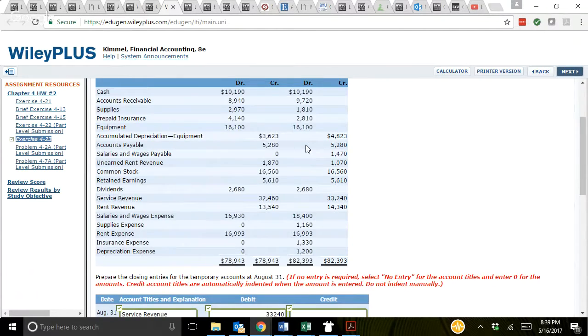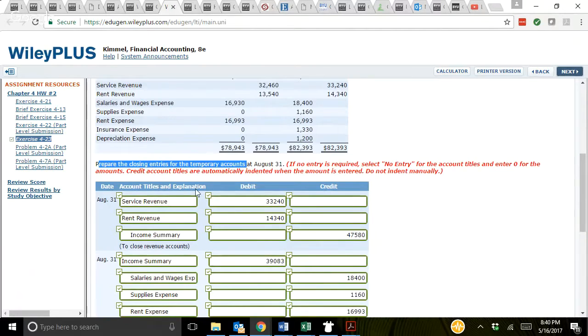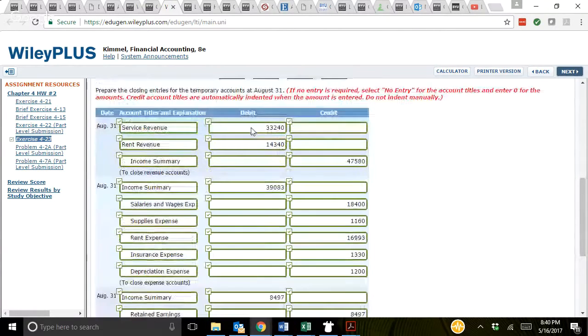What we're looking at here is preparing closing entries for temporary accounts. Temporary accounts are things like revenue and expense accounts. And so what we're doing is closing out the accounts. In this column, we're going to be putting in debits. In this side, we're going to be doing credits. Hopefully by now we understand what these things mean.